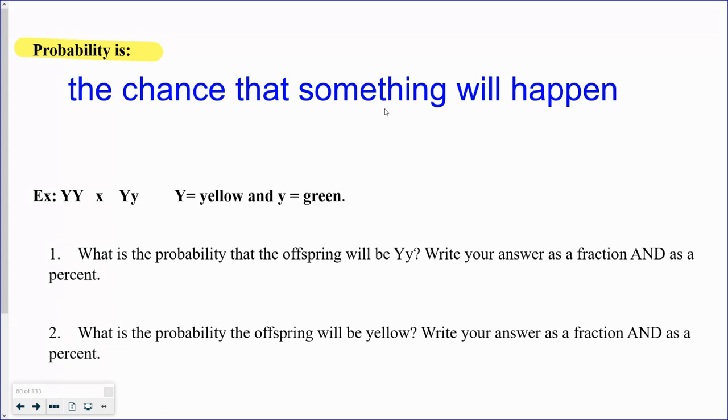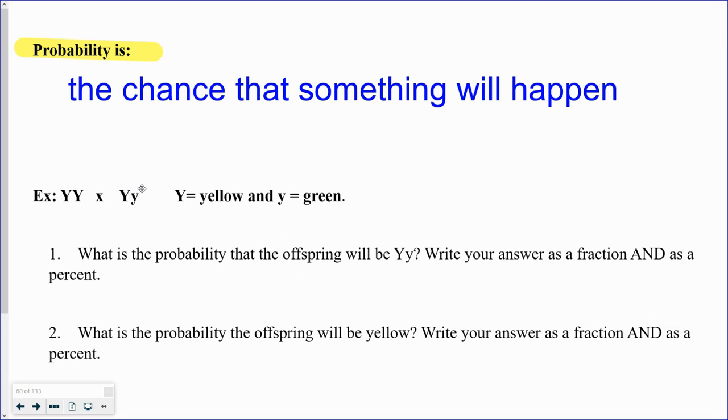Probability is the chance that something will happen. Genetics is all about this. You might think, if someone in your family is about to have a baby, what are the chances that it's going to look a certain way? What are the chances it will be a boy or a girl? What are the chances that it might have light hair or dark hair? All those things.